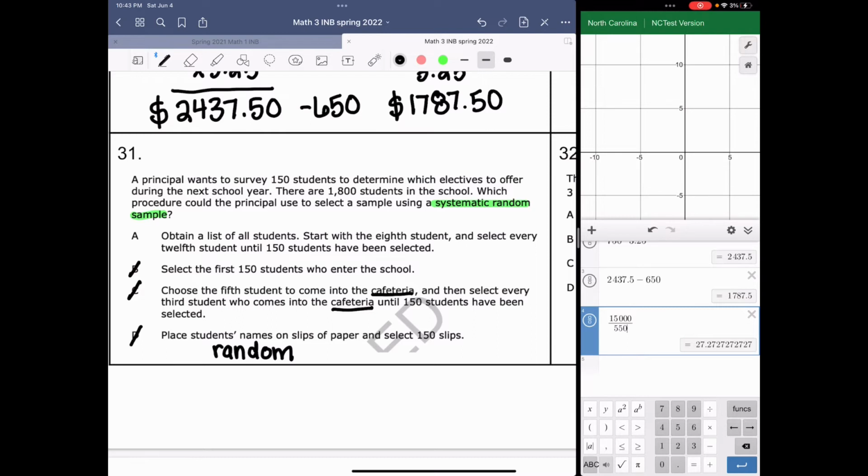So A says select a list of all students. So there's the key. All students means that everybody has the same likelihood of being selected. So we select the 8th student and then select every 12th student until 150 have been selected. So not only is that random, but it's systematic. So the answer is A.